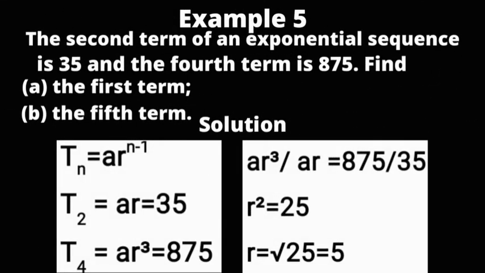Example 5. The second term of an exponential sequence is 35 and the fourth term is 875. Find the first term and the fifth term. Solution. The nth term of an exponential sequence is equal to ar raised to power n minus 1. The second term is ar, which is 35. The fourth term is ar cubed, which is 875. Dividing T4 by T2, we get r squared is equal to 25. The square root of 25 is equal to 5.